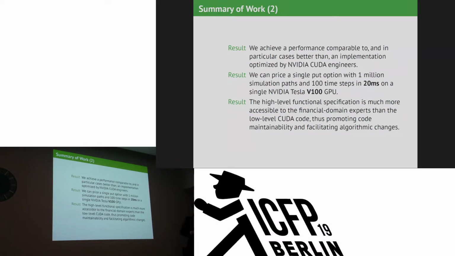As for the results, we actually managed to achieve performance comparable to CUDA code, which was designed and implemented by NVIDIA CUDA engineers, so specialists. For the specific problem, we try to approximate the price of a financial instrument, which in this case is a simple put option with a million simulation paths. I'll talk about what this is in a sec. On a decent two-year-old GPU, we do it in 20 milliseconds. We strongly believe this makes it practical, something that can be used in everyday decision making. At the same time, this code is high level enough that it can be understood, read, written and maintained by someone completely outside our group of high-performance engineers.